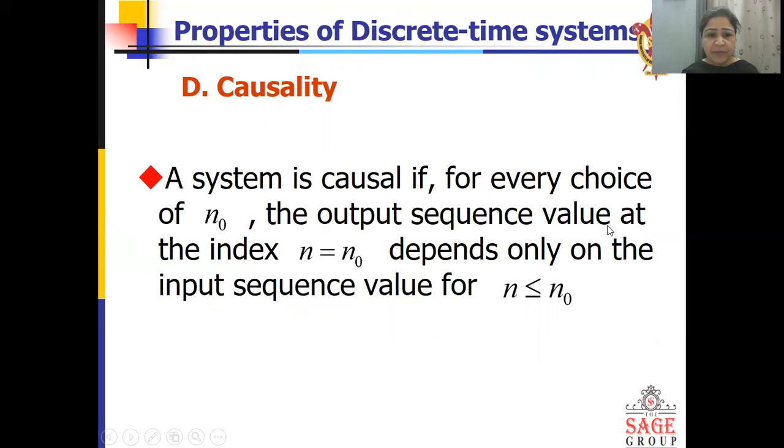Now, the next property is the causality property. A system is causal if for every value of n naught, the output sequence at n equal to n naught depends only on the input sequence values for n less than or equal to n naught. That means a particular output at a particular instant depends only on present and past sequence. It does not depend on the future inputs.